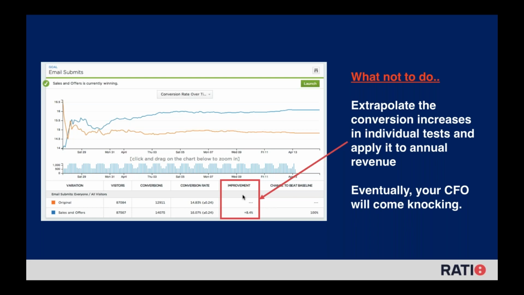And people within your organization, like your chief financial officer, will not be impressed by this sort of methodology in terms of determining the results of your program. Far from it, they'll be quite suspicious about the results that you're reporting, and they'll come knocking.